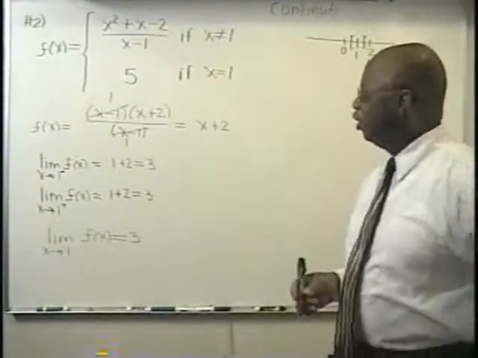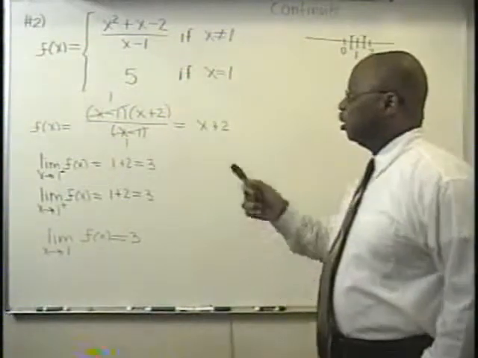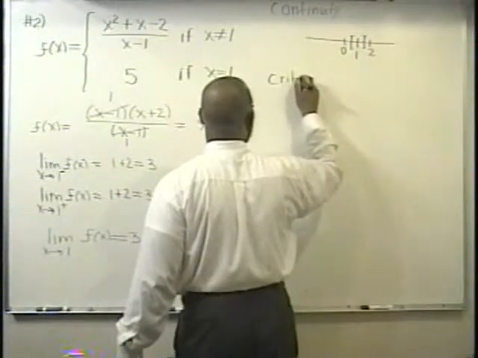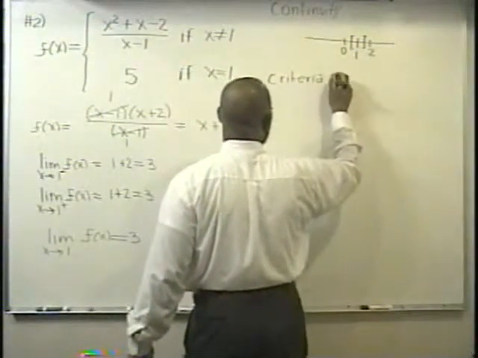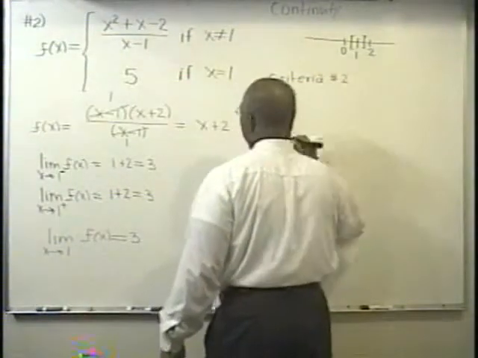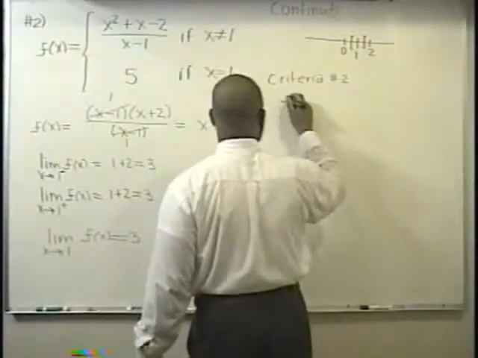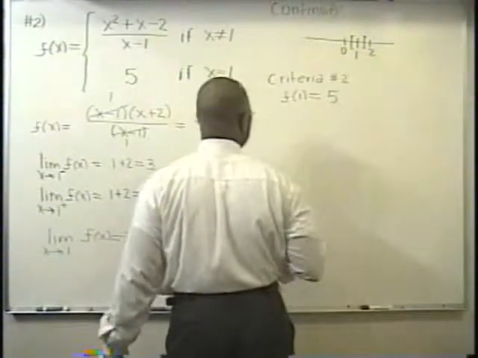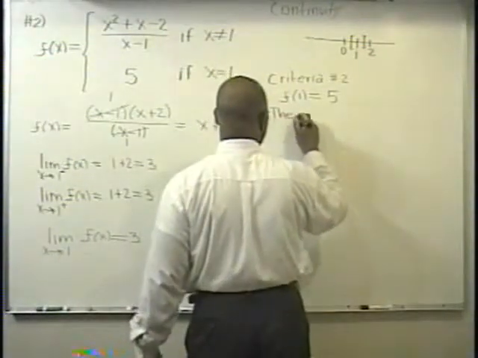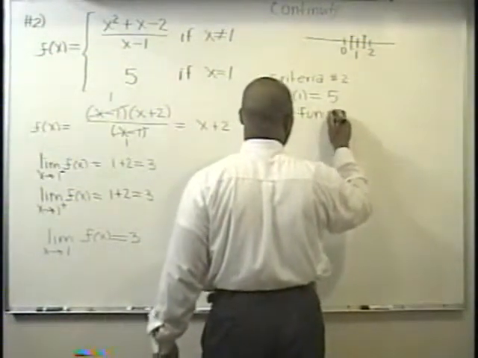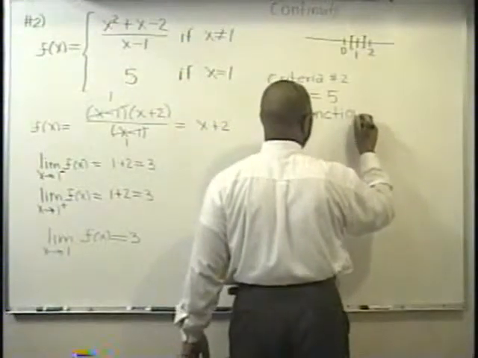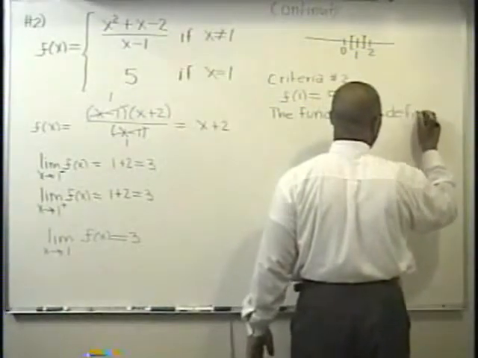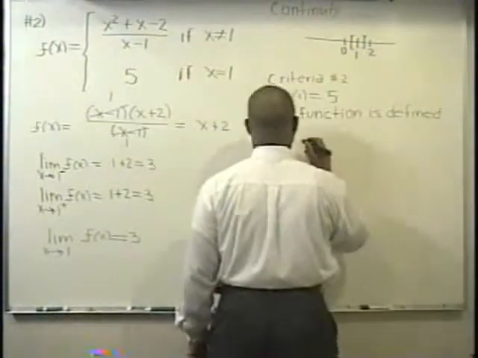Next criteria. It says, is the function defined? So now, criteria 2, from the definition. Well, in this case, f of 1 is equal to 5. So the function is defined at x equals 1.